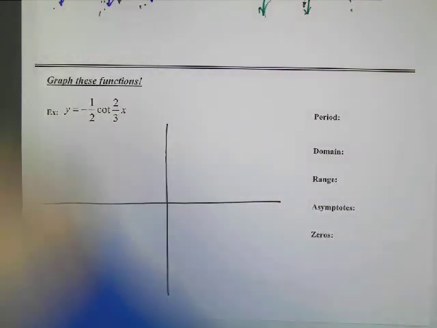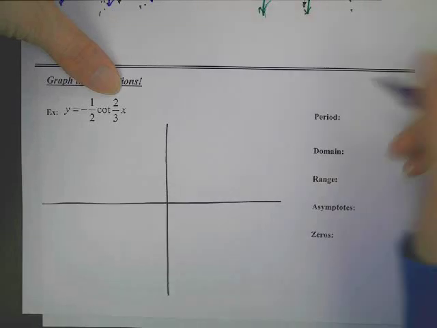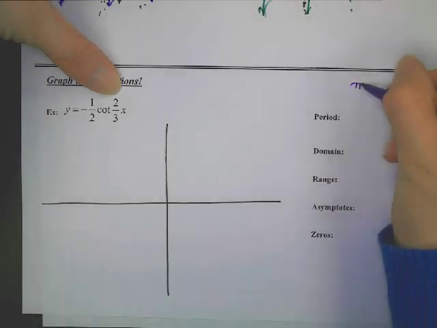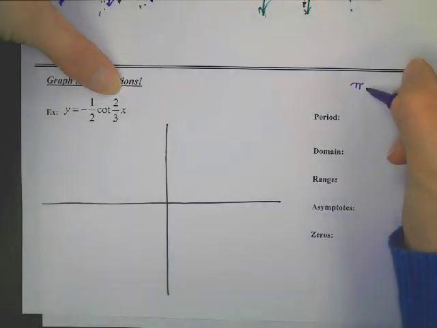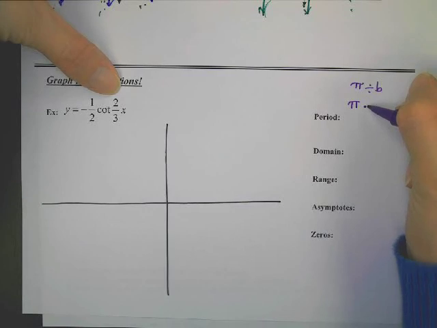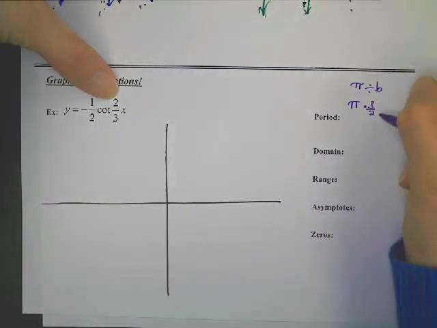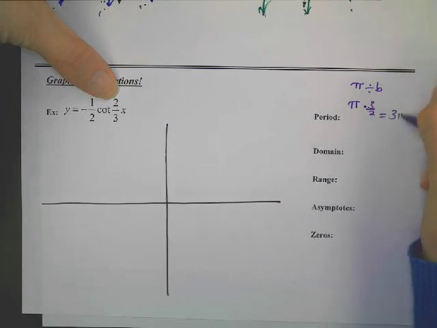Okay, and let's do a period. So the cotangent formula is pi divided by b. Maybe what I'll do is pi times the reciprocal, which is 3/2. So the answer is 3 pi over 2.